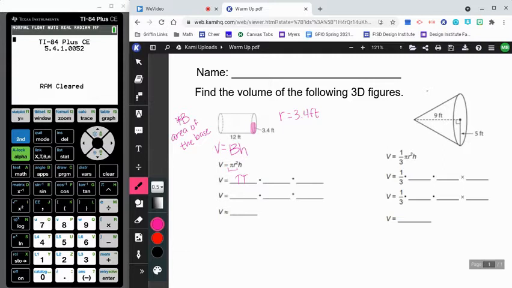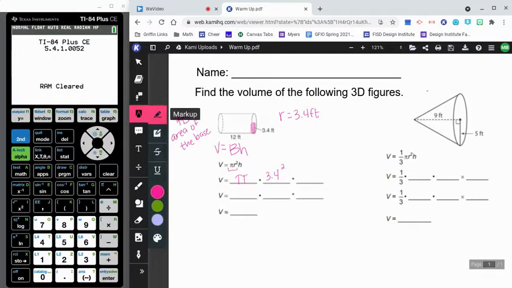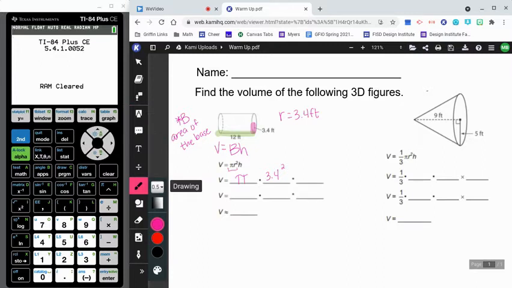So we have pi times our radius of 3.4, but we have to square that. And we're going to multiply that by the height of the cylinder. Now, as a reminder, anytime you're finding height, the height is the distance between the bases. So going from one circular base to the other is 12 feet. That means their height is 12. Now, let's simplify the radius squared. Using my calculator, 3.4 squared is 11.56. So I have pi times 11.56 times 12.